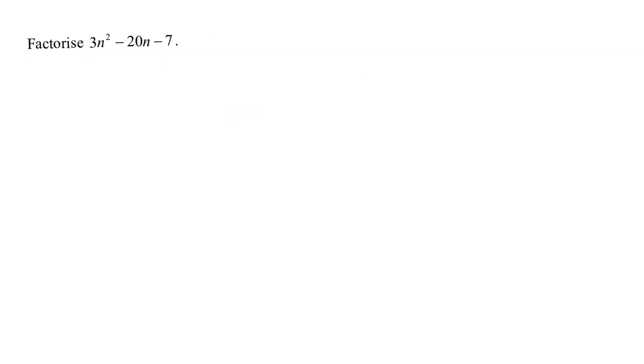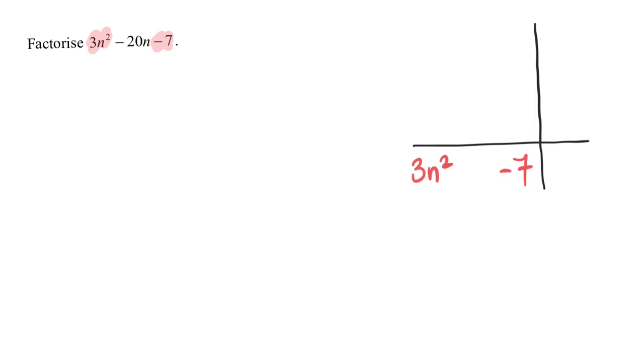Hello everyone, welcome to this video where we are required to factorize 3n squared minus 20n minus 7. So I'm going to make use of the cross chart. Do take note how I position my terms, where I will have my 3n squared and negative 7 here, and my negative 20n here.